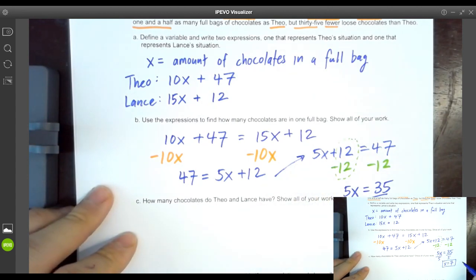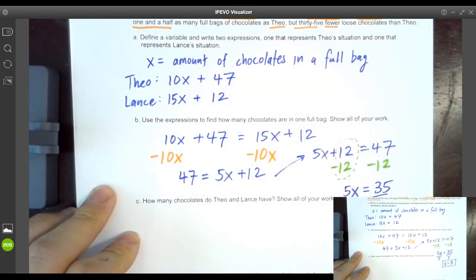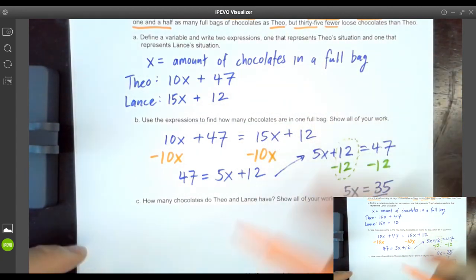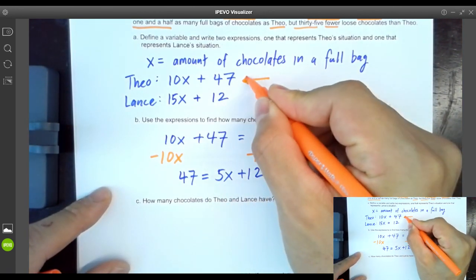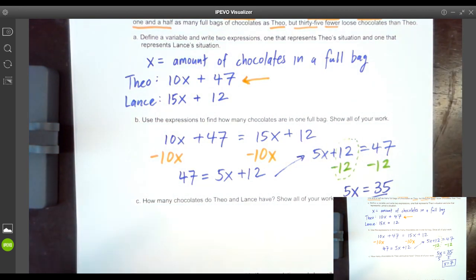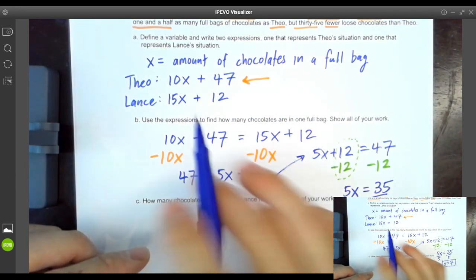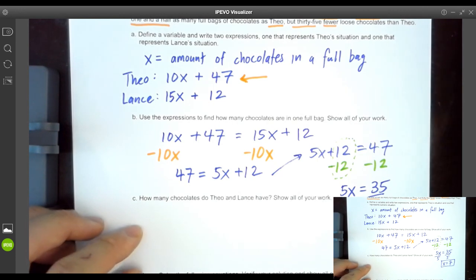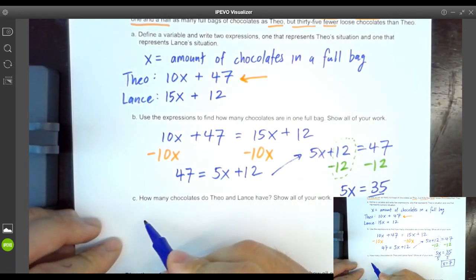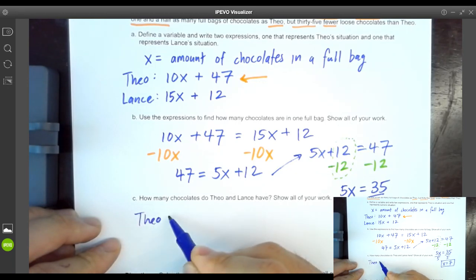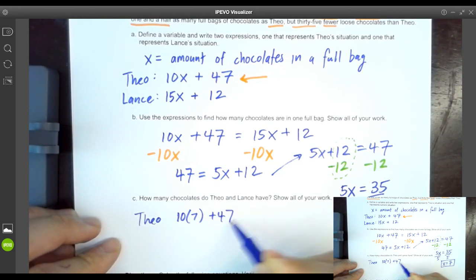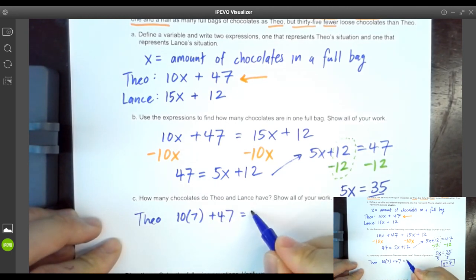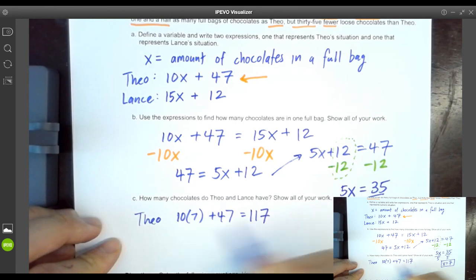I'm going to plug it in. And this is what we call verifying, which we'll get to on the second half of this page. Whenever you find the answer for x, you want to check and make sure it satisfies the context or the equation. This is a form of verification. So Theo is going to have 10 times 7 plus 47, which equals, I believe, 117.